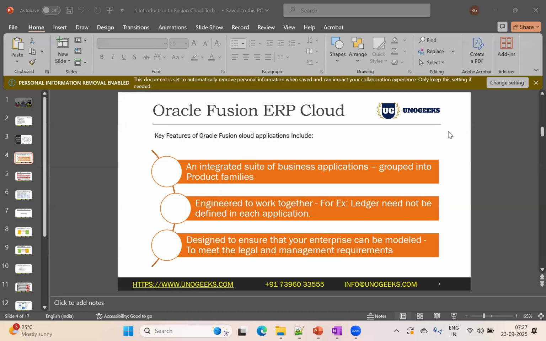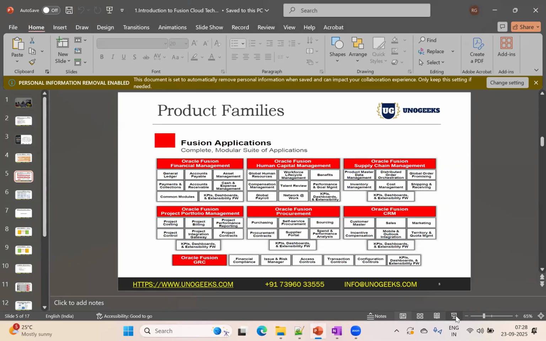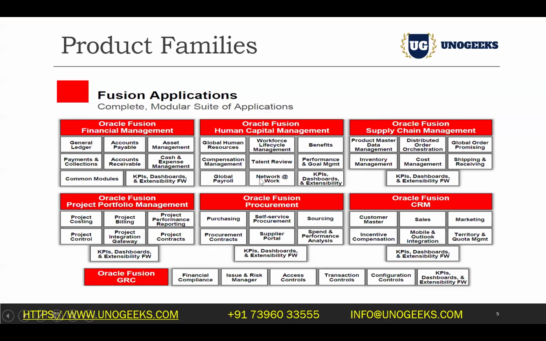Now, Oracle says that Oracle Fusion has an integrated suite of business applications grouped into product families. What does it mean? In Oracle Fusion, there are different product families. These are some of the product families we have in Oracle Fusion. This is not a complete picture; we have other product families as well.